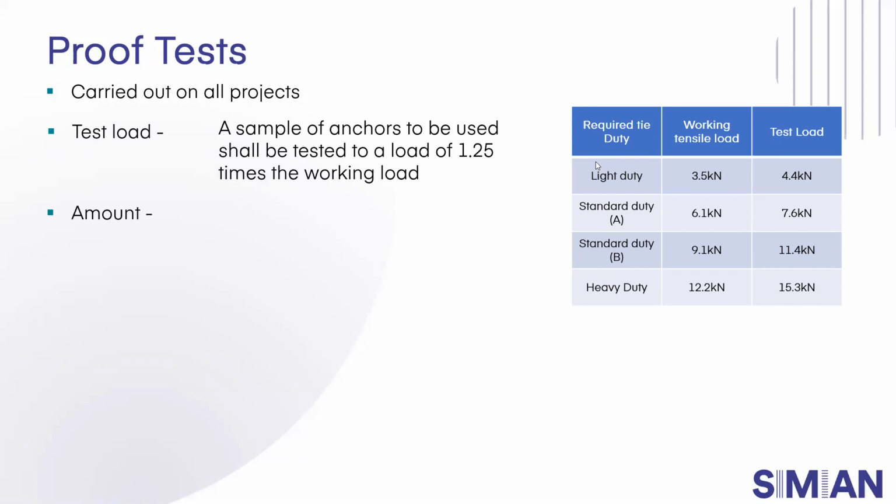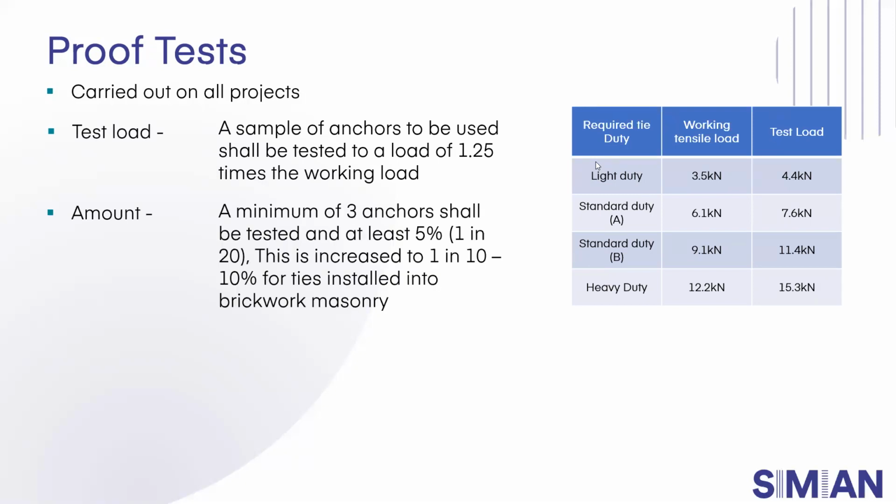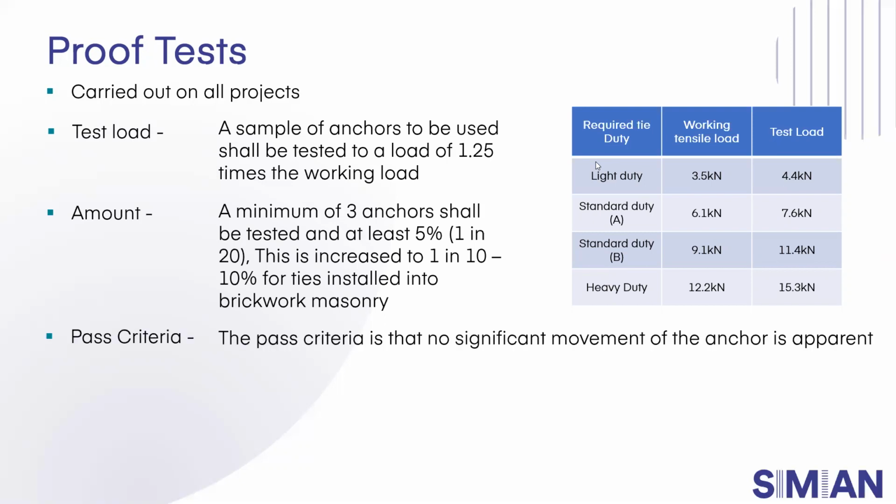Okay, how many anchors do we need to test? Well, a minimum of 3 anchors. You've got to test a minimum of 3 anchors and at least 5%, so 1 in 20. Generally, that would be increased to 1 in 10 or 10% of the ties for ties installed into brickwork. Pass criteria: no significant movement of the anchors apparent, and again that it'll sustain that imposed load that you've put on the tie with the test machine, that it doesn't drop while you're checking, and that it maintains that loading that you've applied.